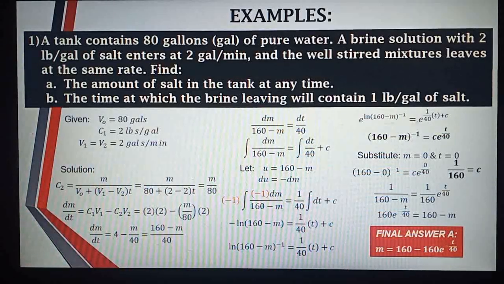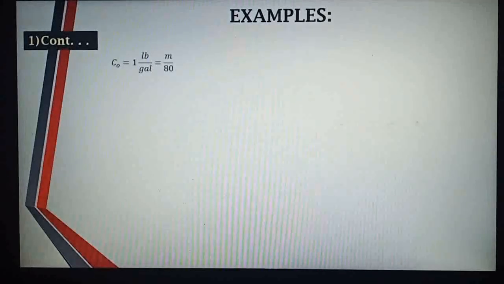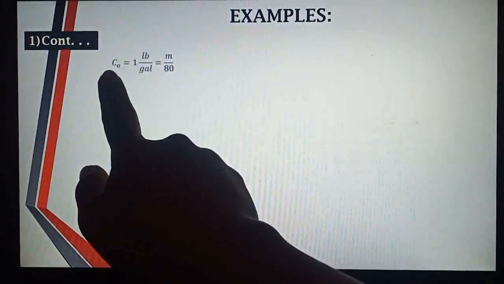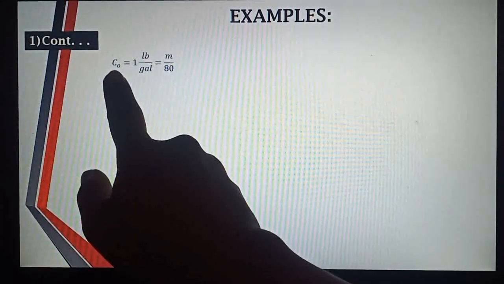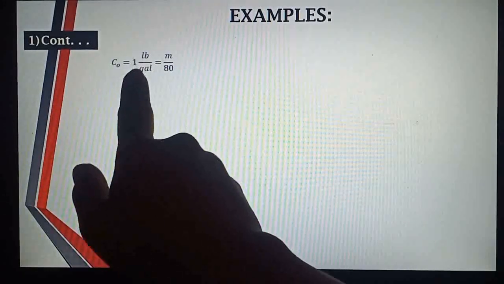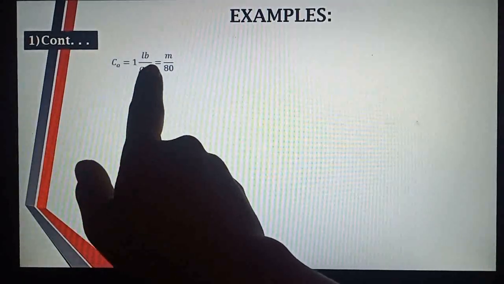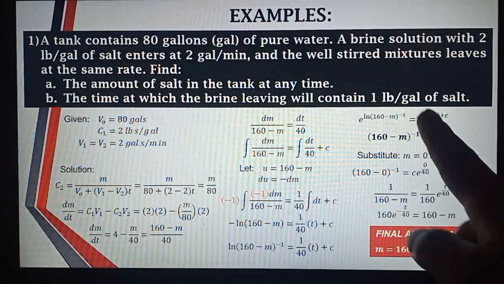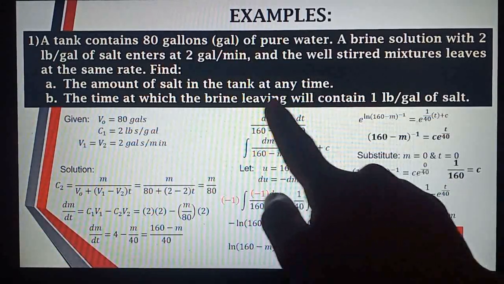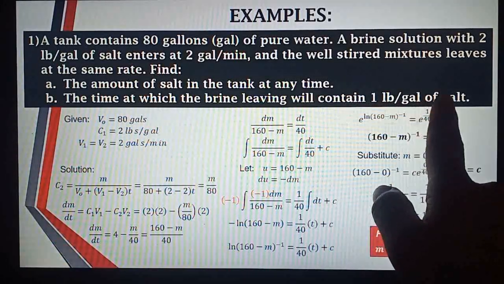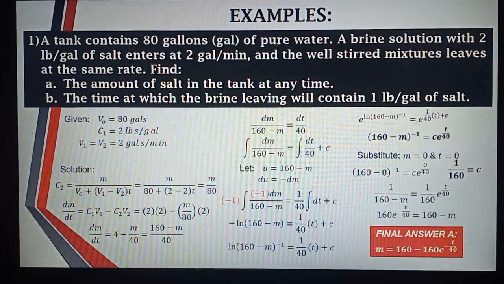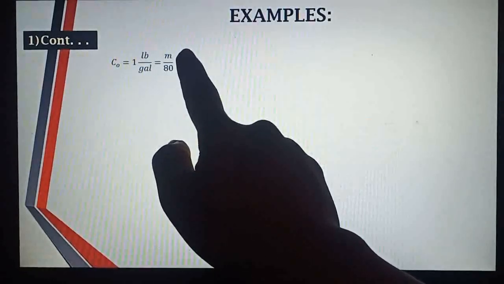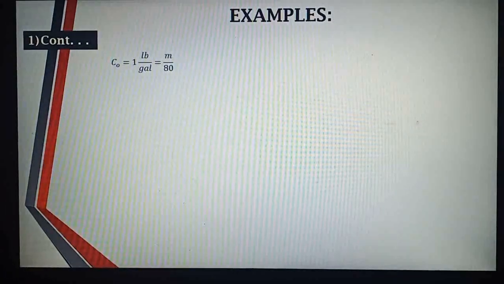Now, how about for letter B? For letter B, our output concentration, which is C0, or said to be our C2, is equal to 1 pound per gallon, equated to m over 80. Where did we get the 1 pound per gallon? That is in the problem. So brine leaving will contain 1 pound per gallon of salt. So that is our C2 or our C0. Our C0 equation is m over 80. All we have to do is to find the value of m.